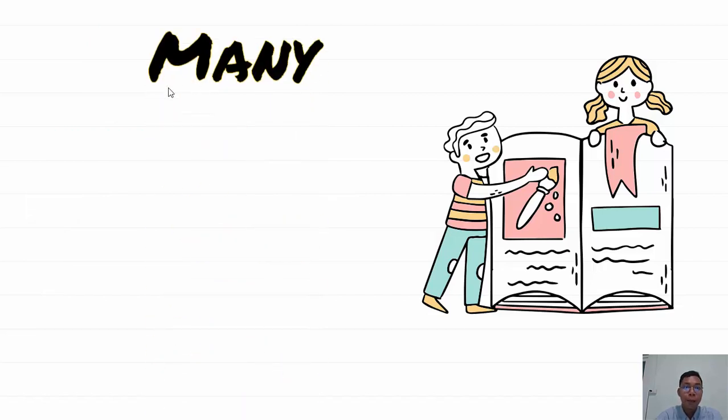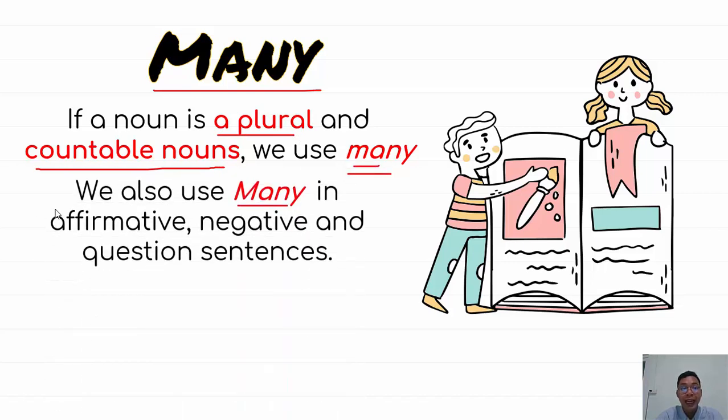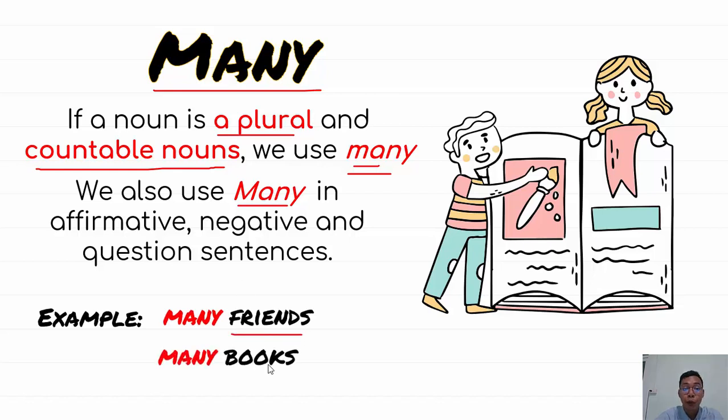Next one, many. So when do we use many? If a noun is plural and countable, we use many. And we also use many in affirmative, negative, and question sentences. And these are some examples of using many with plural and countable nouns. First one, many friends. Second one, many books. So friends and books are plural nouns and these are countable nouns.